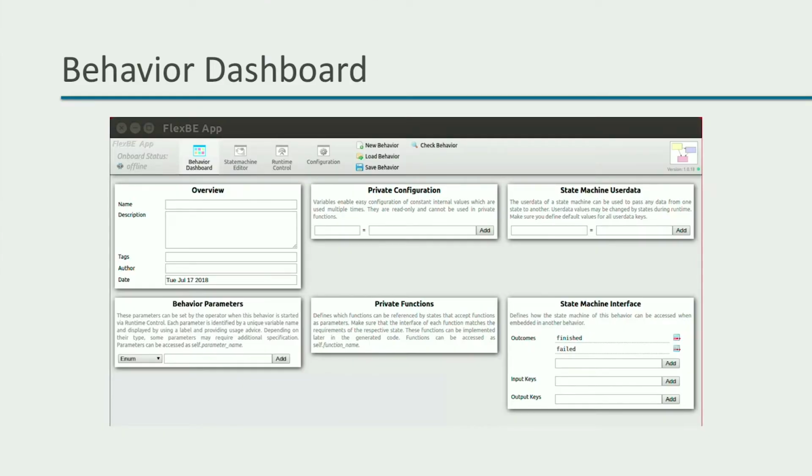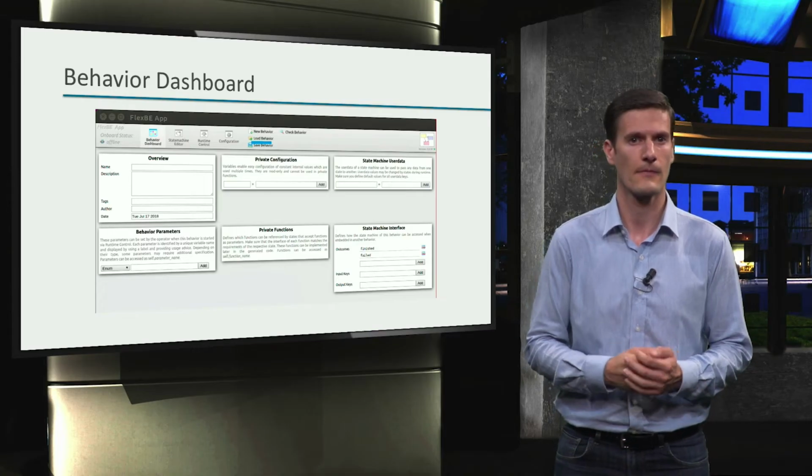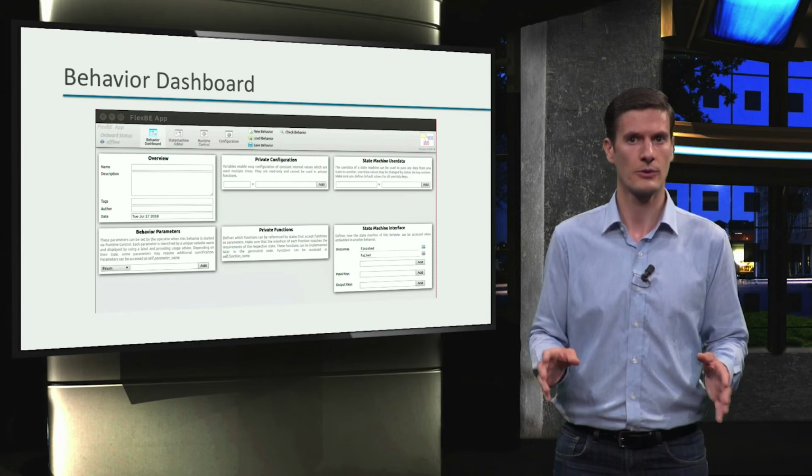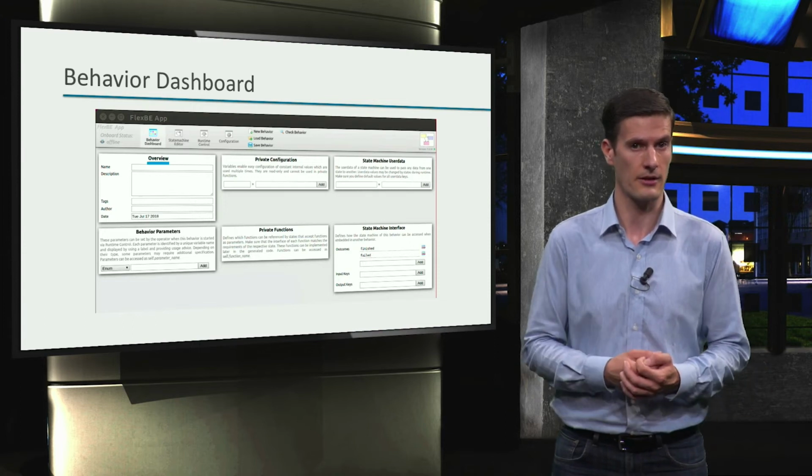Here we are in the behavior dashboard view that we get every time we open the FlexB app. Everything we do in the FlexB user interface refers to the behavior that is loaded in this view. As you can see, when we start FlexB, there is a new empty behavior loaded for us. You can also load an existing behavior using the Load Behavior tool. But for the moment, we can directly start creating our new pick behavior. Okay. We start by filling the Overview section, which contains the basic information about the behavior.